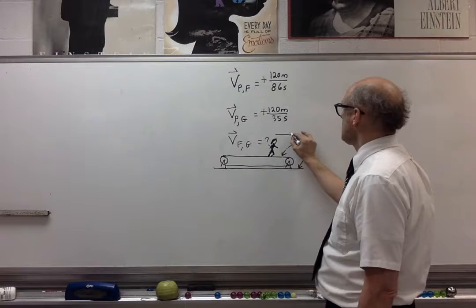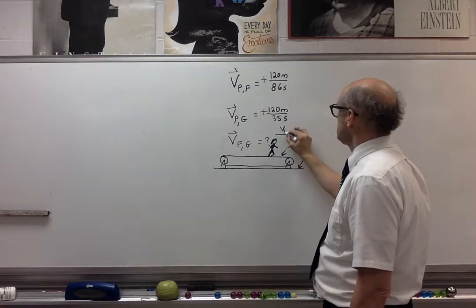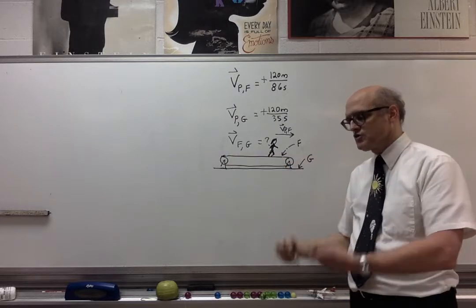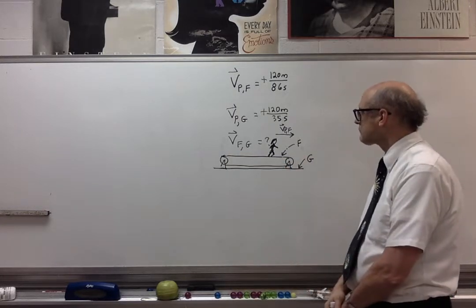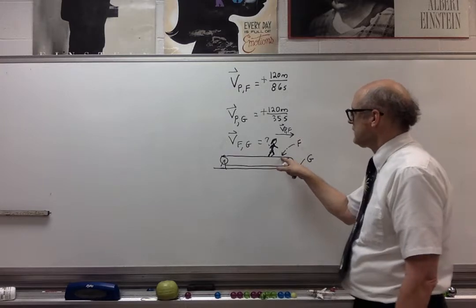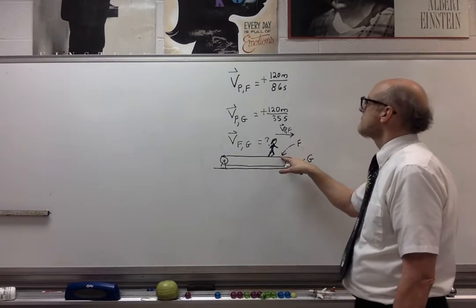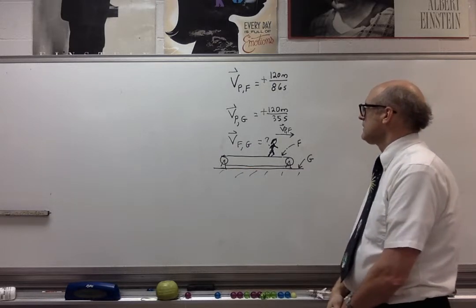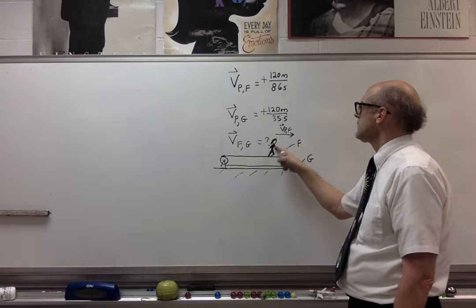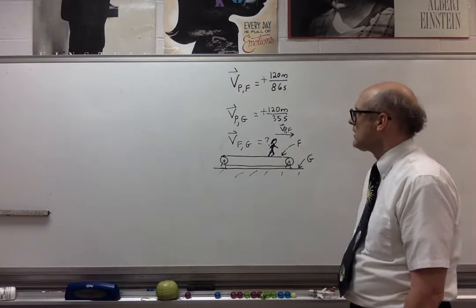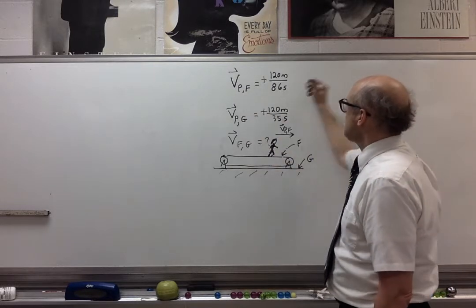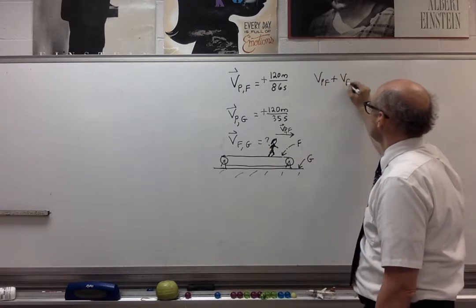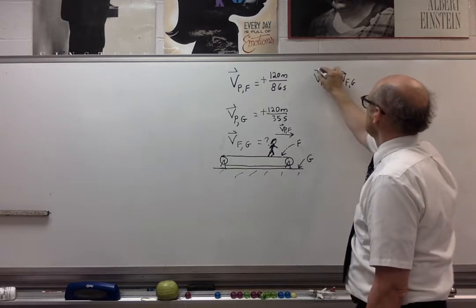The person has a velocity of p relative to f, which is the floor, the surface of the speed ramp. And then the floor, the surface of the speed ramp, is moving at an unknown speed relative to the ground. The velocity of the person relative to the ground is known. So if I add VPF to VFG, I get VPG.